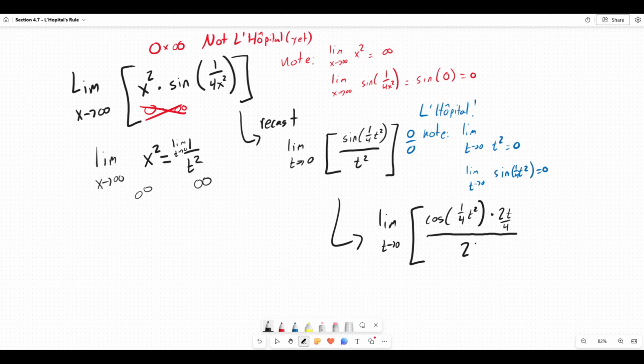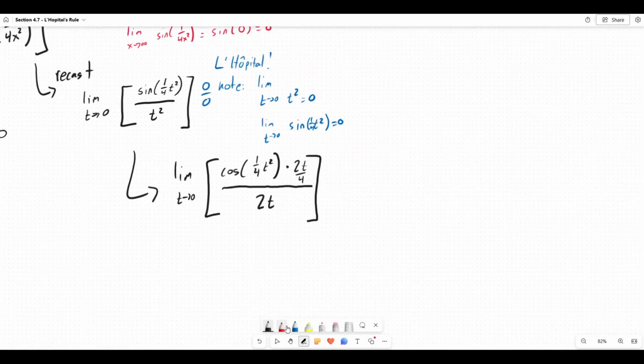Derivative of t squared is going to be 2t. Derivative of 2t goes to 0. Okay, so what have we gained? Well, derivative of cosine of 1/4 t squared times 2t over 4 as t goes to 0. This is going to be cosine of 0 times 0, which is going to be 0, or 1 times 0. And 2 times 0 is also going to be 0. Look at that. We're still in 0 over 0.